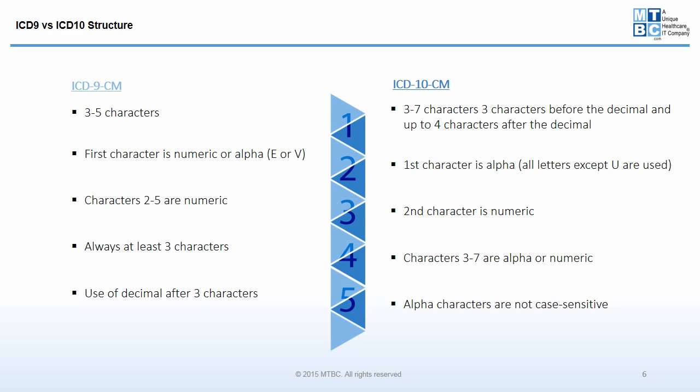ICD-10 is going to have 3 to 7 characters, 3 characters before the decimal again, and up to 4 characters after the decimal. The first character is always going to be alpha. All letters in the alphabet have been used except for the letter U. The second character is numeric, and then characters 3 through 7 can be either alpha or numeric. Alpha characters are not case sensitive in ICD-10.